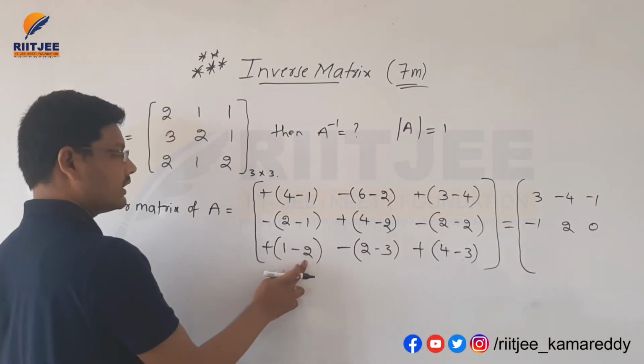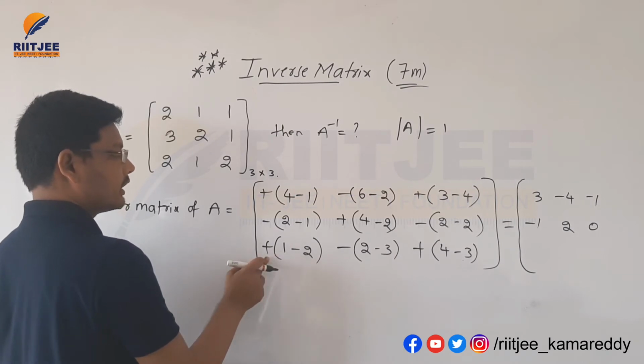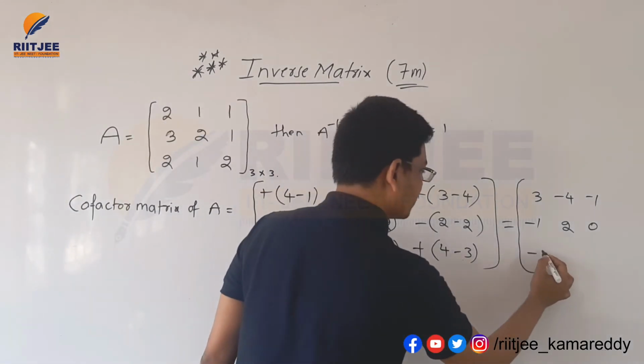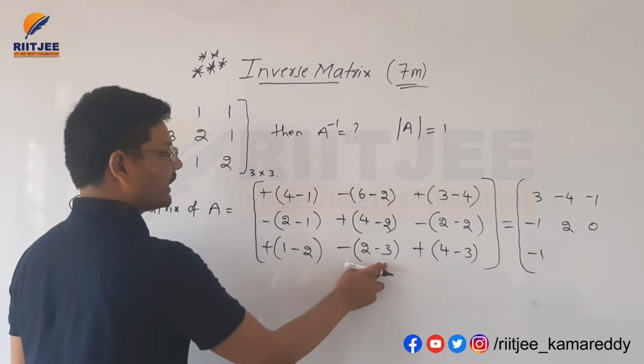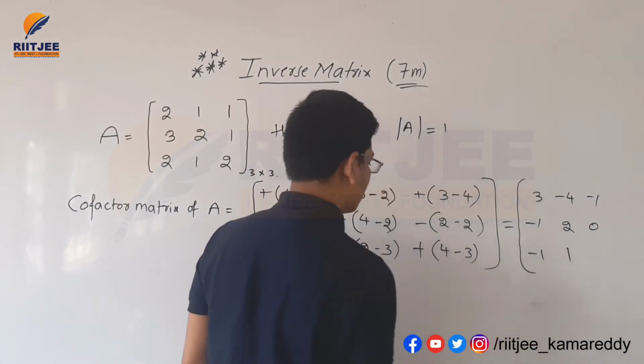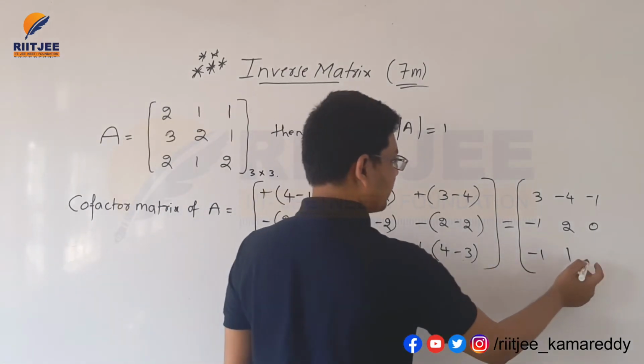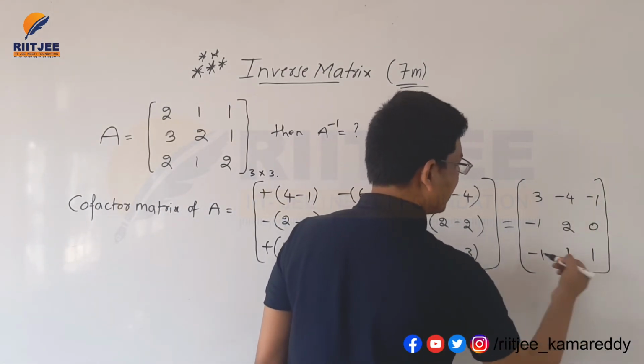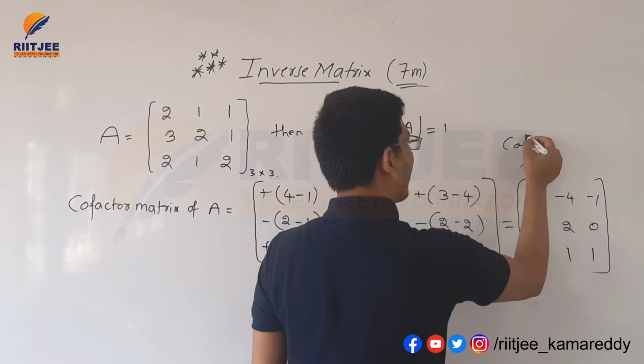Next 1 minus 2, minus 1, minus into plus become minus 1. Next 2 minus 3, minus 1, minus into minus become plus, that is equal to plus 1. Next 4 minus 3 is nothing but 1. This is only the cofactor matrix.